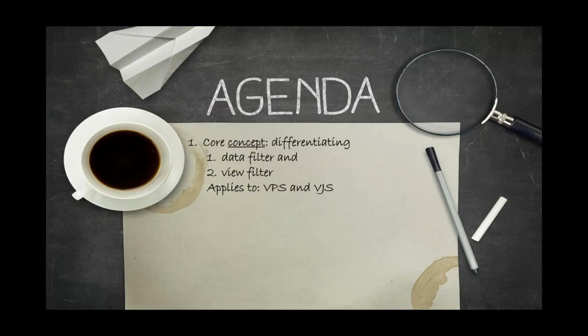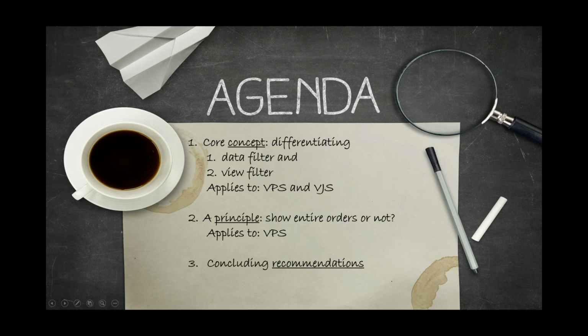There are three things on the agenda for today. First I will talk about a core concept and differentiate between the data filter and the view filter. This applies to both the VAPS and the VJS. Then I will look at a core principle, where I want to discuss with you the question: if you apply a filter, do you want to show, and do we need to show, entire orders or not? This currently applies to the VPS, and we think of also applying it to the VJS. And then last but not least, there will be some concluding recommendations.